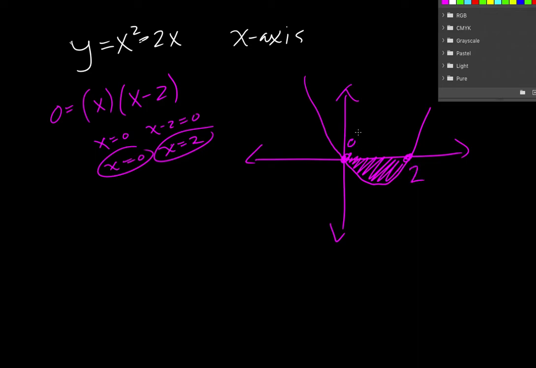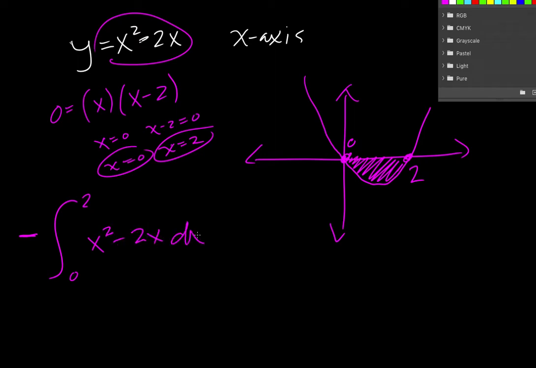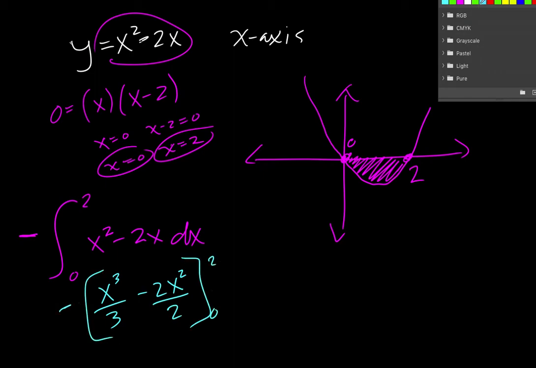And to compensate for that, we're going to put a negative sign out in front of our integral, and we use our x values from 0 to 2, and then we write our function in there. Okay, and then from here on out, it's just the same as what we did on the previous video. So we get x to the 3 over 3 minus 2x squared divided by 2. Evaluate that from 0 to 2, and then we have our negative sign out in front.